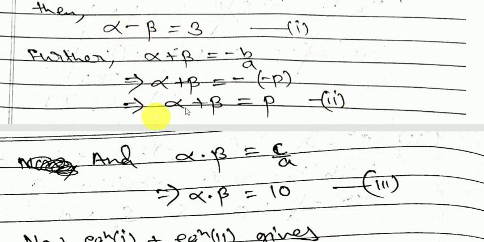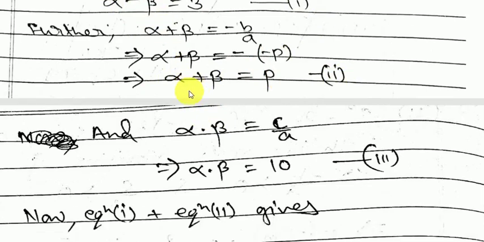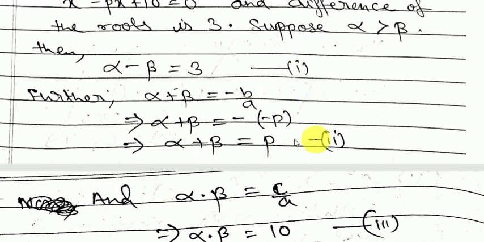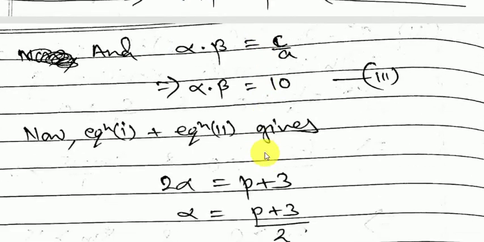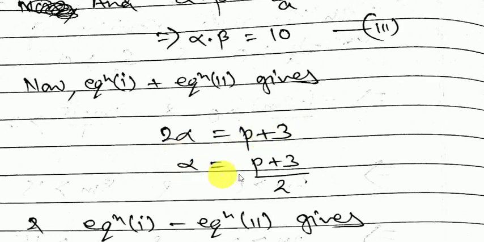Here we have got simultaneous equations. Alpha minus beta is 3 and alpha plus beta is p. So let us use these two, 1 and 2. When I add 1 and 2, beta and beta cancel, so I get 2 alpha equal to p plus 3, and alpha will be p plus 3 upon 2.